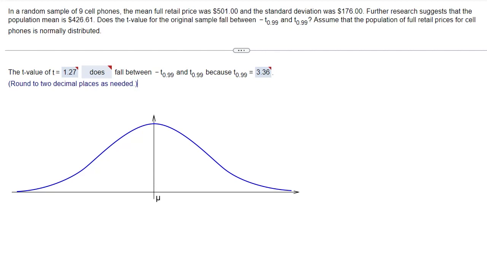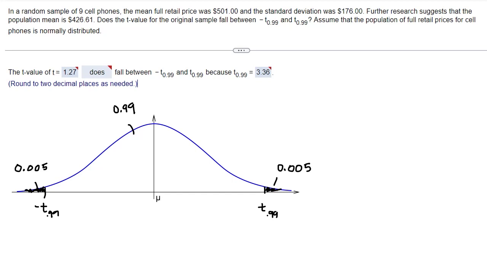So the first thing I want to do is to find these critical values. Minus t 0.99 will be down here, and that'll be this tail, so I'm going to shade that in, and the positive t 0.99 will be this tail here. In the middle, the area is 0.99. So 0.01 has to be divided up between the left and the right tail. If I divide 0.01 by 2, this area is 0.005, and this area here is 0.005.